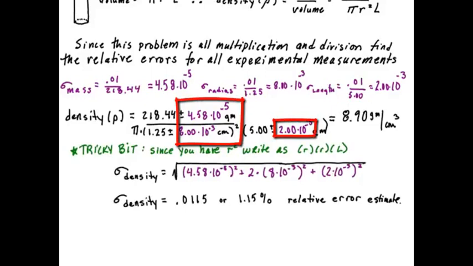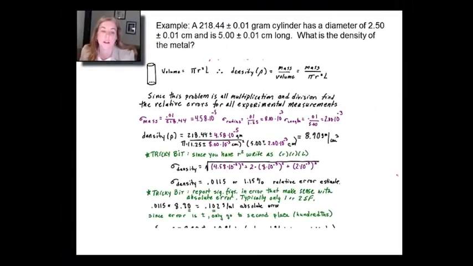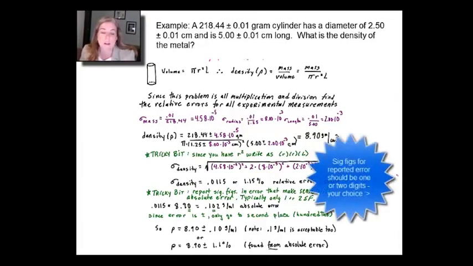So one thing you need to know is since you had an r squared, you're going to write it as r times r times L, which means you have to count the error on r 2 times. And when you do that, you're going to get a density error of about 0.0115 or 1.15% relative error. Now, what's interesting about this is in this case, all of our relative errors were about the same, so we couldn't really neglect any of them. They all contributed to the overall error in the density, which I reported out to be 0.102 in absolute numbers. So I would report 8.90 plus or minus 0.10 or 8.90 plus or minus 1.1%.